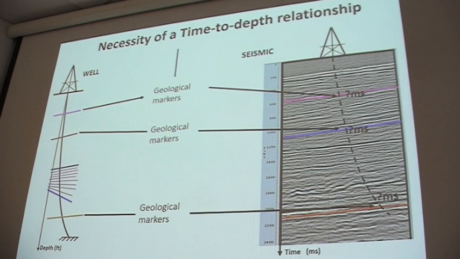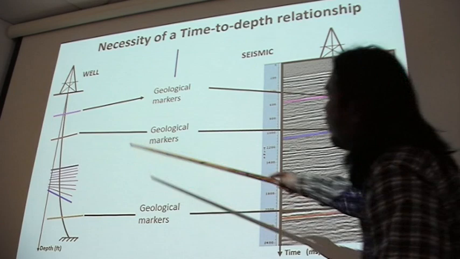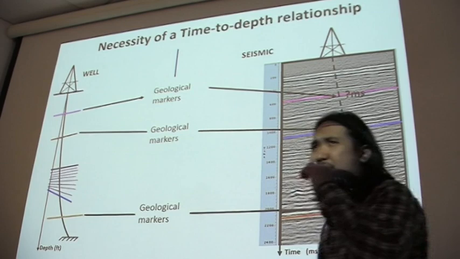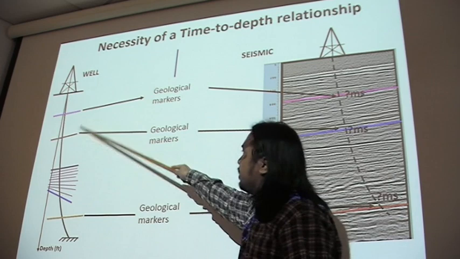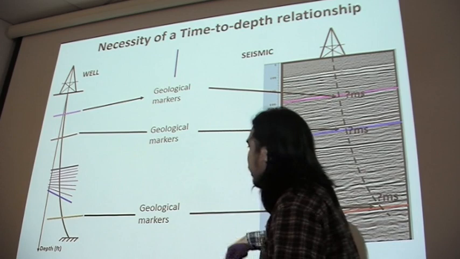Then this is a more practical comparison between seismic and well. What we have here is well information, in this case geological markers or formations. And of course, all this information is in the depth domain, right? So for instance, you have this geological marker here, and you have these deviated wells in the depth domain.